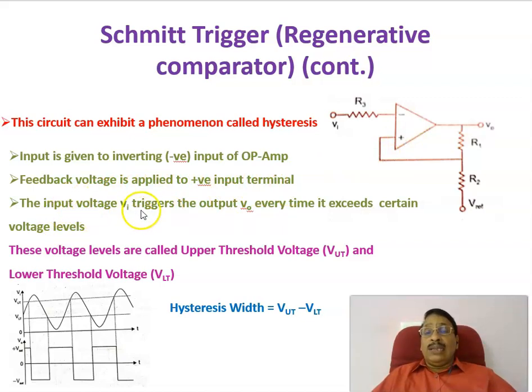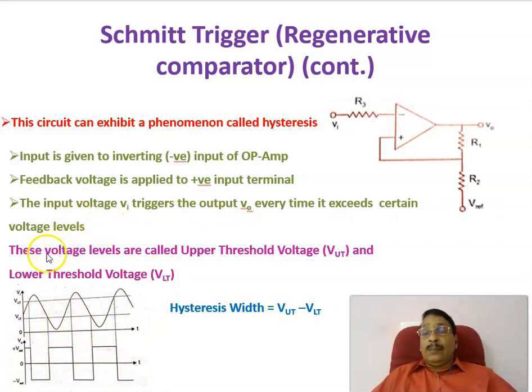The input voltage Vi triggers the output voltage V0 every time it exceeds certain voltage levels. If the input voltage exceeds the upper threshold voltage VUT, the output changes from plus Vsat to minus Vsat. Again, when the input voltage goes below the lower threshold limit, the transition from minus Vsat to plus Vsat takes place.